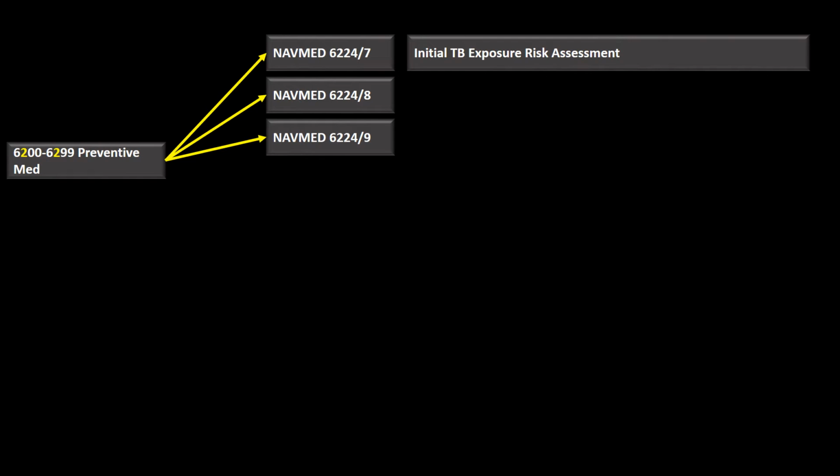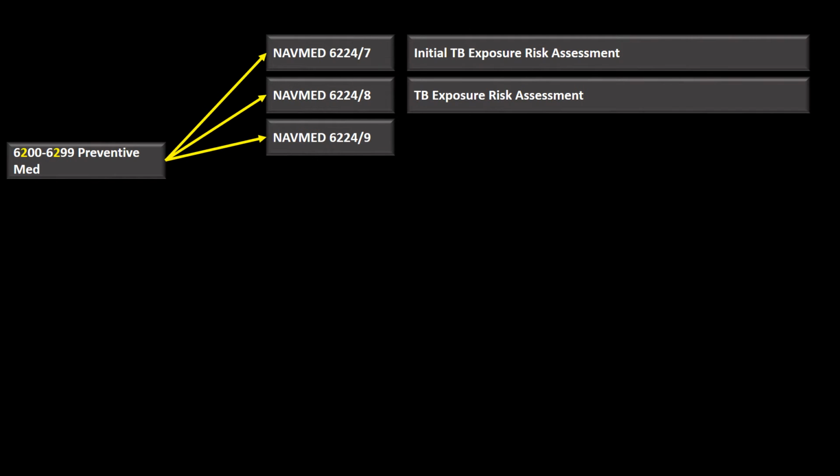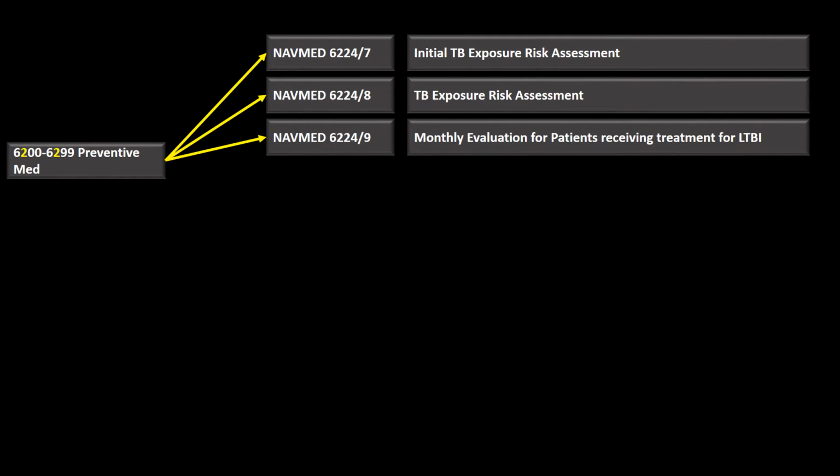This is the one that they're going to utilize to screen somebody who's a positive PPD reactor. Our 6224/8, this is your TB exposure risk assessment. This is the one you have to do annually. This is the one you do with your PHA to determine whether or not we have to do an actual tuberculosis skin test. We'll screen you, and if you answer concerning on that, then we'll test you. And then the NAVMed 6224/9, this is your monthly evaluation when you're being treated for latent tuberculosis, when you're being treated because you're a PPD converter.